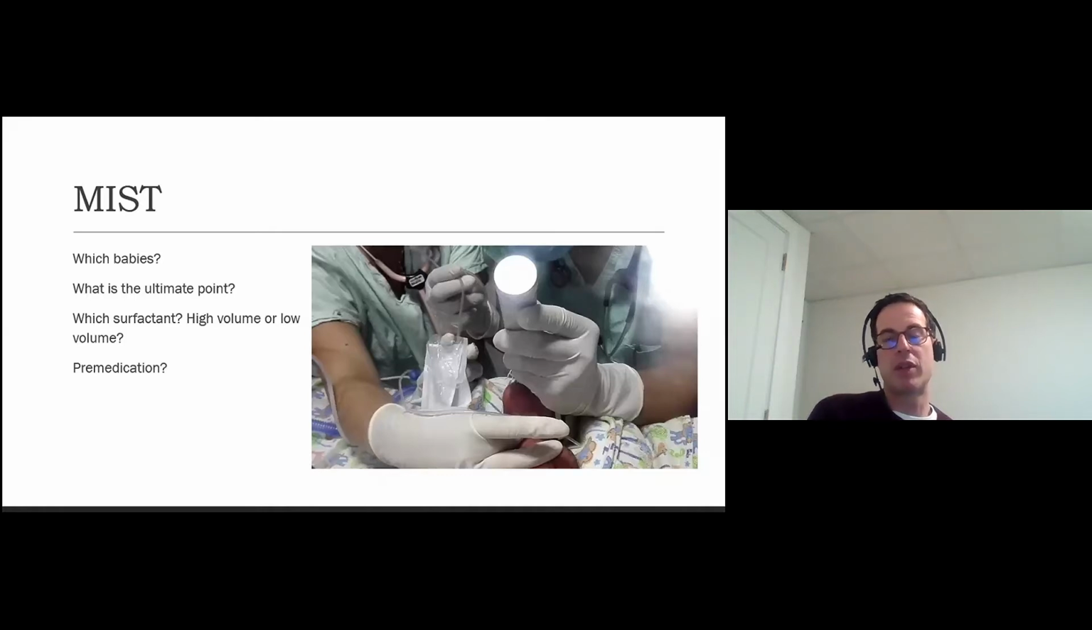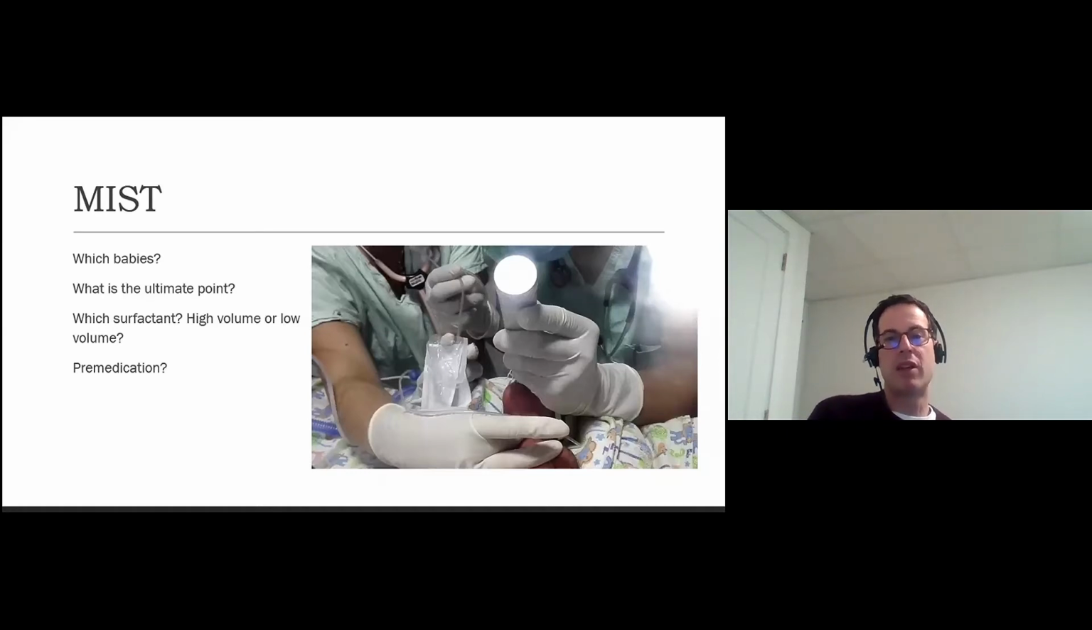Here in Winnipeg, what we are doing is we are using MIST, and we give 0.5 micrograms per kilogram of fentanyl as a single dose, and have a second dose on standby in case that's not sufficient to sedate the infant, and then give the surfactant.